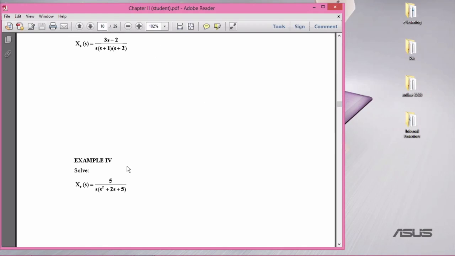See, this is a second order. In this case, you cannot factor this out because the roots are complex. So I've given you the solution for that. We'll come back to this when we discuss a second order equation.